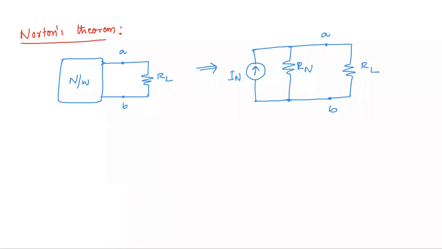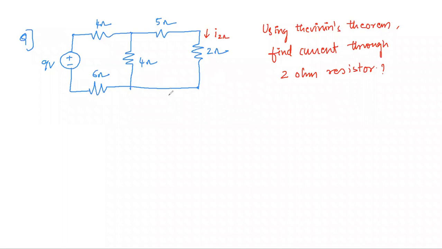Now we are coming to Norton's theorem. Everything is the same in Norton's theorem. So that question, shall I do it or will you take it for homework? Everything is the same. Using Thevenin's theorem, we have to find the current in the 2 ohm resistor.